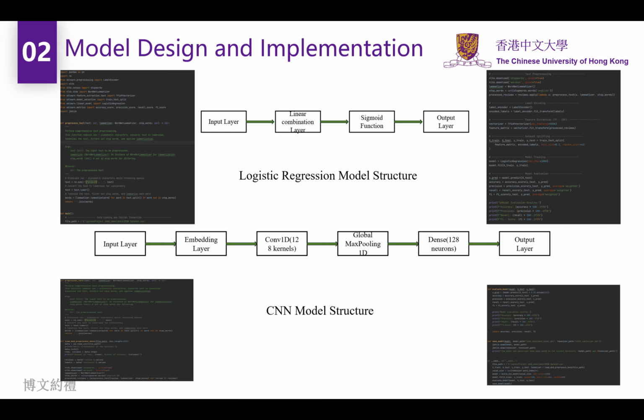Model design and implementation: logistic regression model structure, input layer to linear combination layer to sigmoid function to output layer. Here is the code of logistic regression. CNN model structure: input layer to embedding layer to convolution layer to global max pooling to dense layer to output layer. Here are the codes of the CNN model structure.